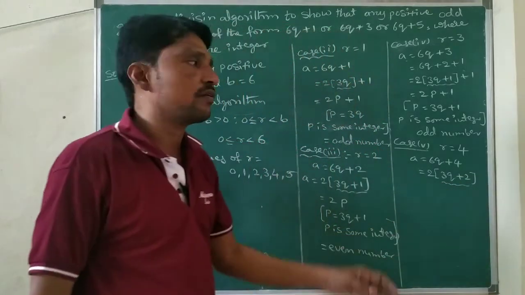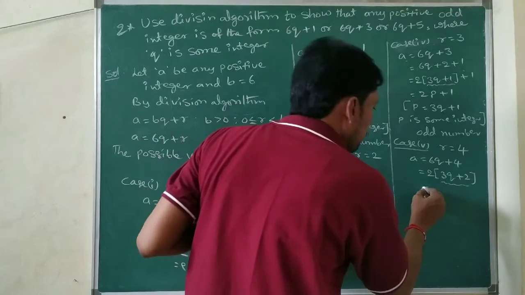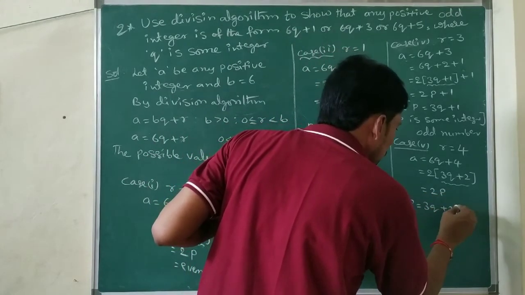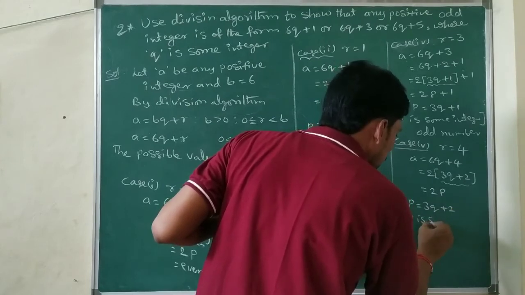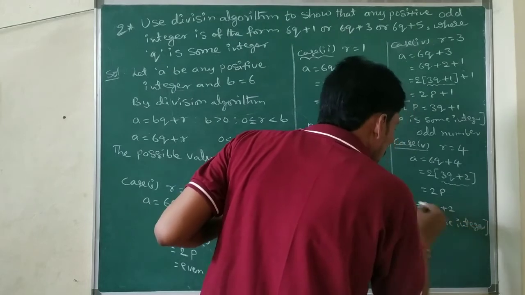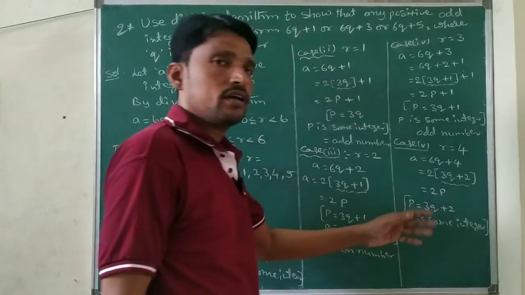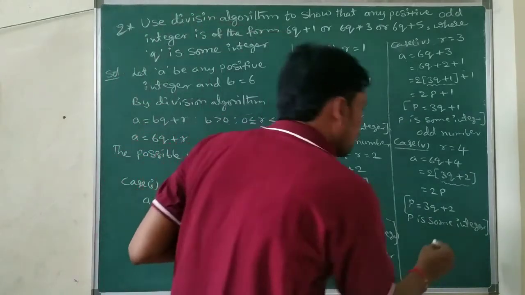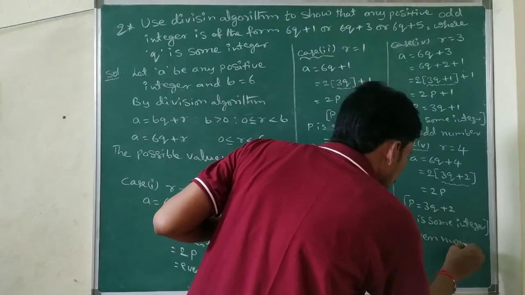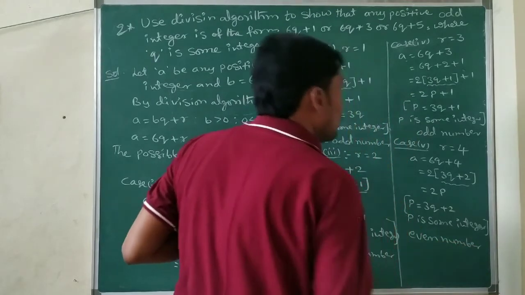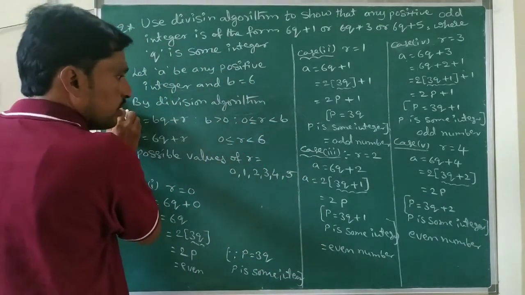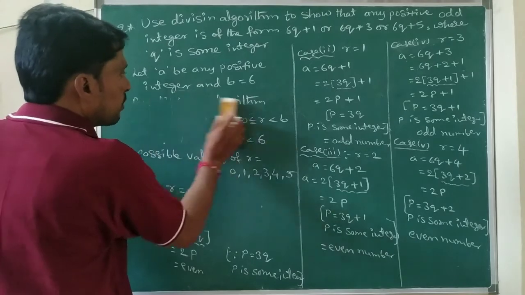3q plus 2 you can take as some integer, that is p I am taking. So 2 into p. So p equals 3q plus 2 and p is some integer. So here 2p means the general form of even integers only. So we are getting here an even number. We got here an even number. Now up to here, I will rub, and case number 6 I will take.